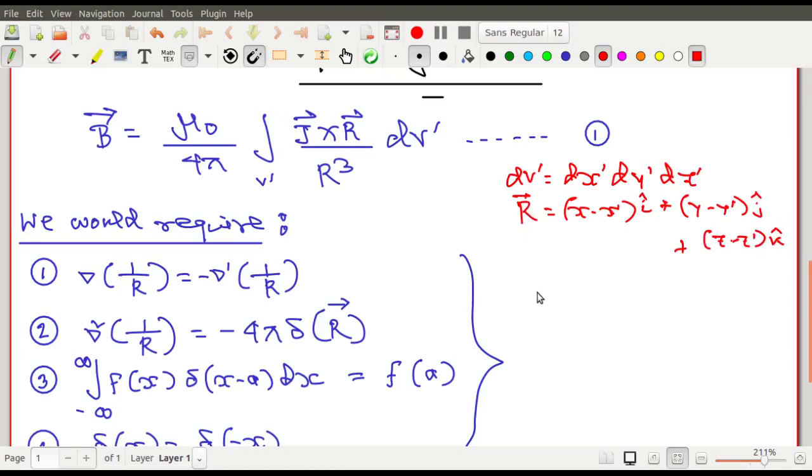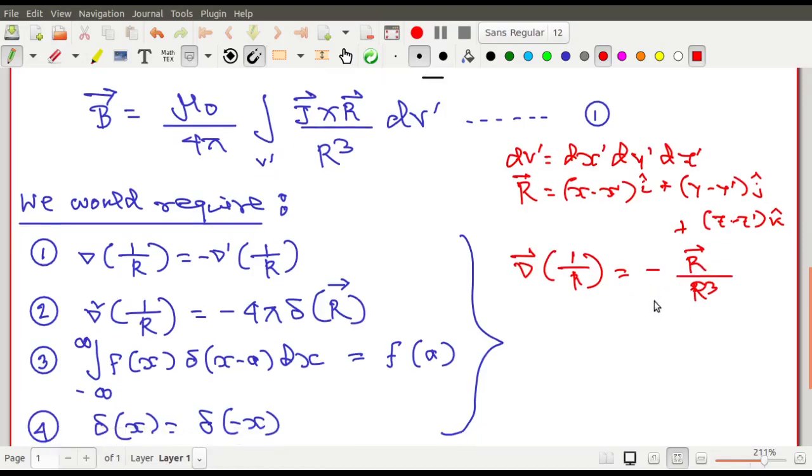And one last thing, what is the gradient of 1 by r? This rule you know, it is minus r vector by r cube. This is nothing but gradient of r to the power n. You know the formula, n r to the power n minus 2 r vector. I had just now used it in the divergence expression. Gradient of r to the power n is n r to the power n minus 2 r vector. So these are the few results that will be helpful to us.